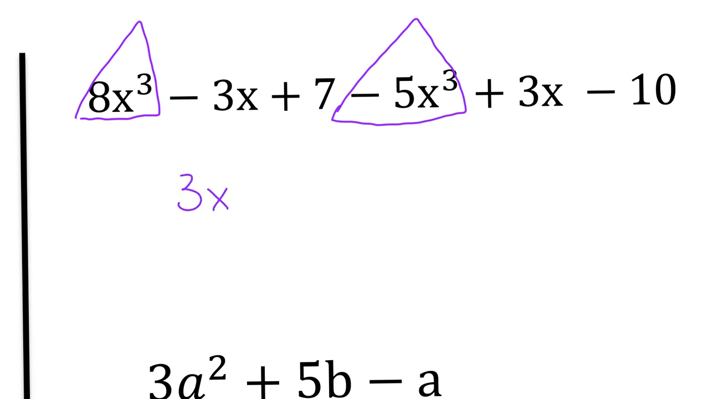Bring down the x with the same exponent. Do not add the exponents. So right now look at the triangles. 3, 3, there's a 3, keep the variable, and 8 minus 5 is positive 3.